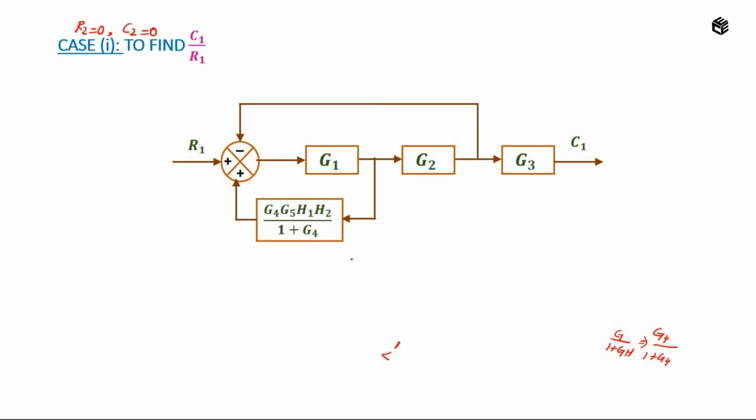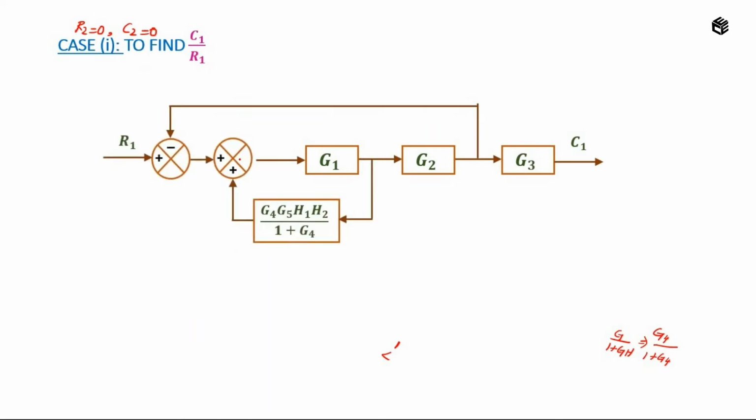With this block, we can't do any operation. Our only possibility is with respect to this summer. The summer has 3 inputs. I am going to apply one rule called splitting the summing point. So I am going to split this single summer into 2 summers, such that I obtain a positive feedback.